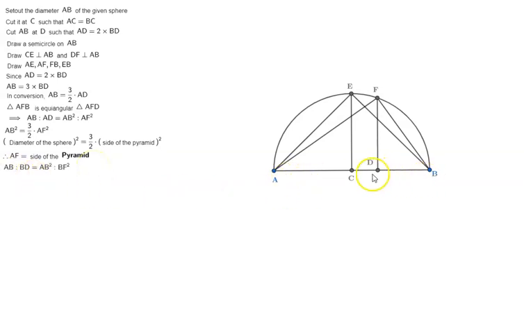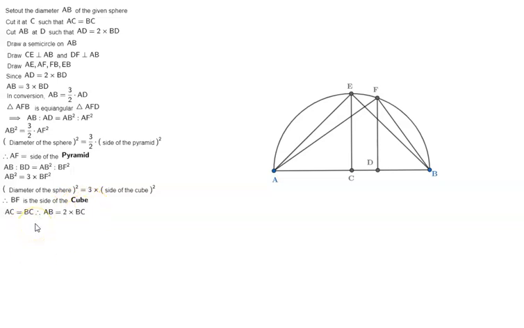AB is to BD as AB square is to BF square, again because the triangles are equiangular. So AB square is equal to 3 times BF square because AB is 3 times BD. Again, we know that the diameter of the sphere square is equal to 3 times the side of the cube square. So that means BF is the side of the cube.